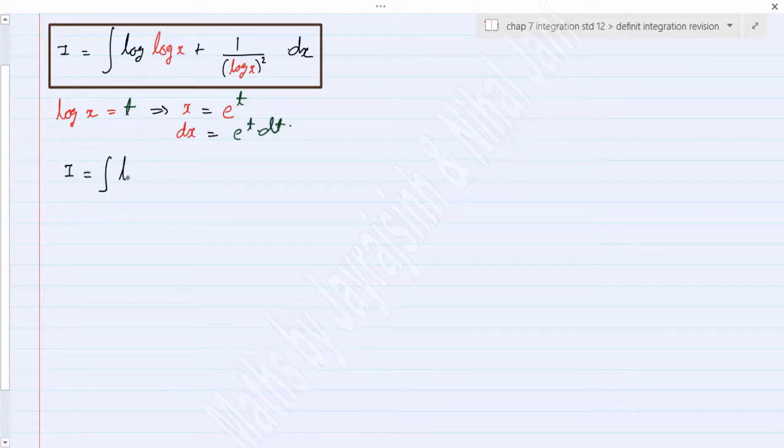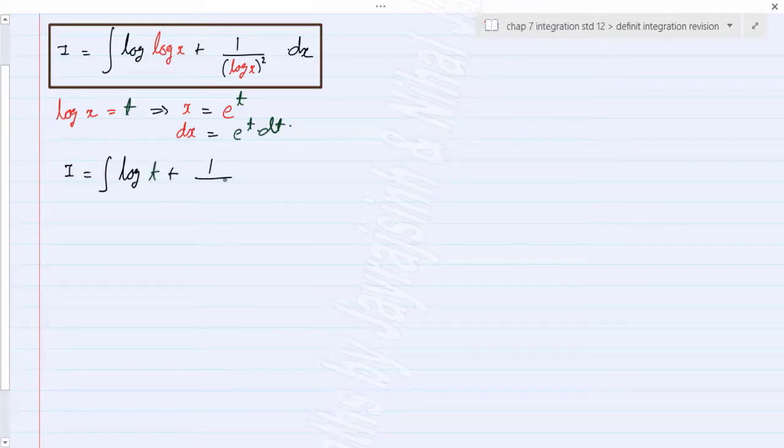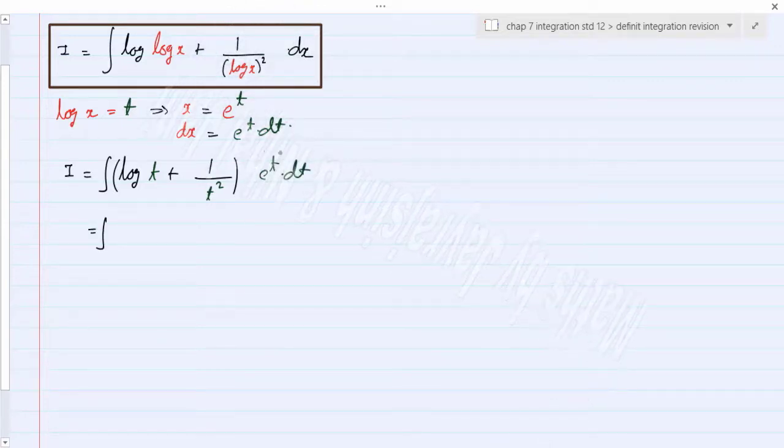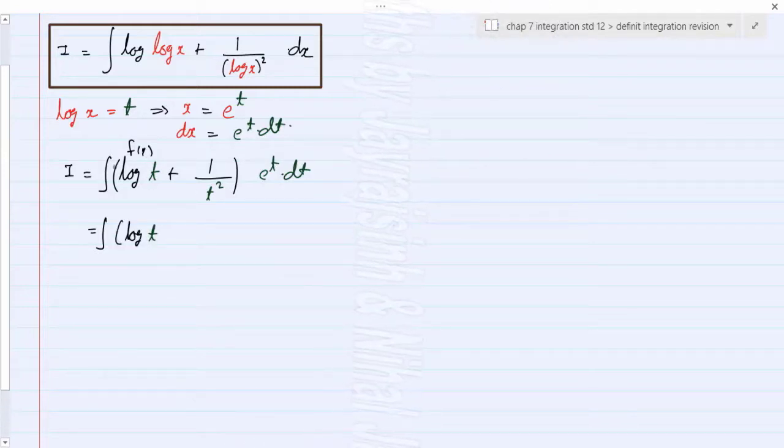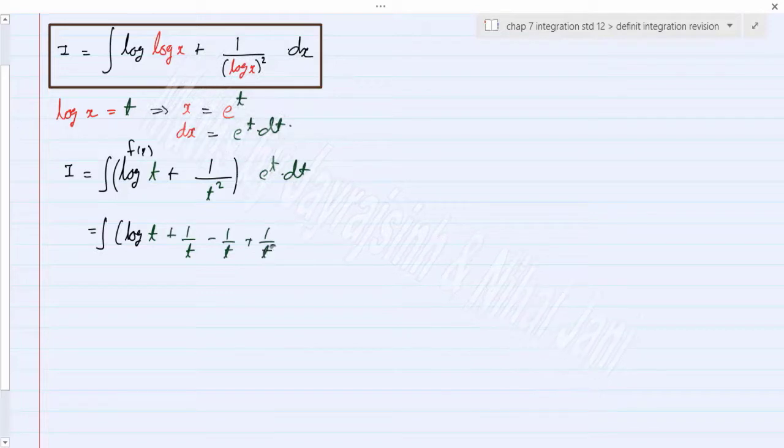Here, log x will become log t plus 1 upon, instead of log x, we have to put t square, and dx is nothing but e raised to t dt. Now, this e raised to t suggests that we should set the differentiation of our f(x), which is 1 by t. Let's write down log t as it is. To set the differentiation of log t, let's add and remove 1 by t. Then e raised to t dt will be as it is.